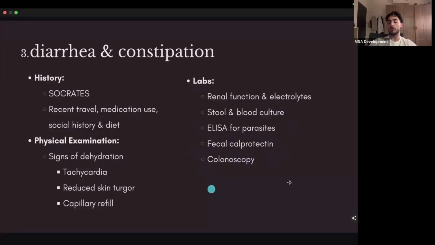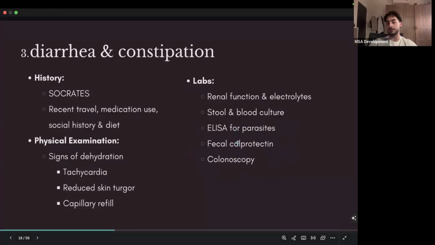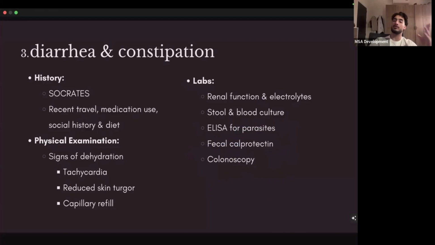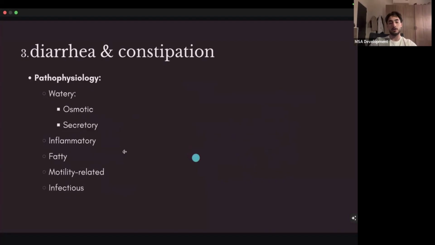And finally, you could do colonoscopy to see if there's, for example, you diagnose C. diff through colonoscopy. You could check if there's any tumors or if there's any intraluminal adhesions or anything that could be contributing to this diarrhea. Okay, so again, the pathophysiology, just to break it down further, we have watery diarrhea, which we can subcategorize into osmotic and secretory, inflammatory, which we briefly touched upon, fatty diarrhea, motility related, and infectious.